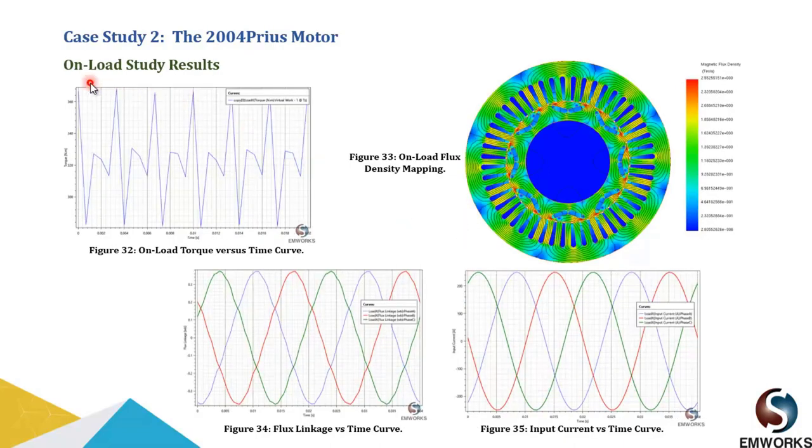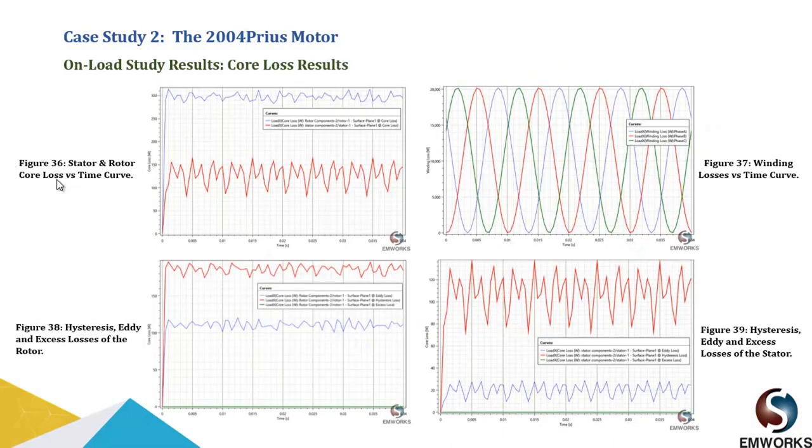In this slide, we have illustrated the on-load torque versus time curve, and one can notice an average torque value of 320 Newton meter. The winding losses and eddy current losses can also be simulated, like the stator and rotor losses. We can also derive from them the hysteresis, eddy, and excess losses.